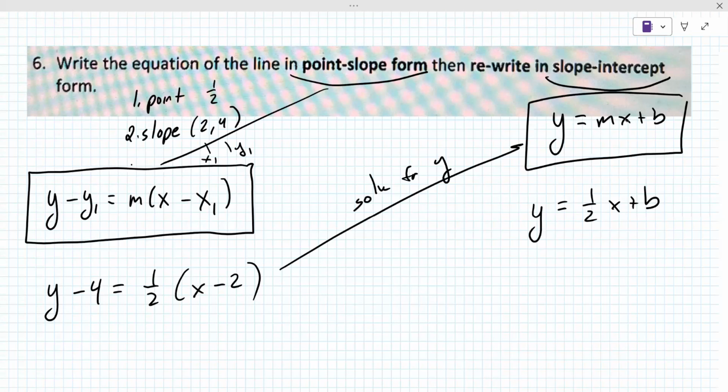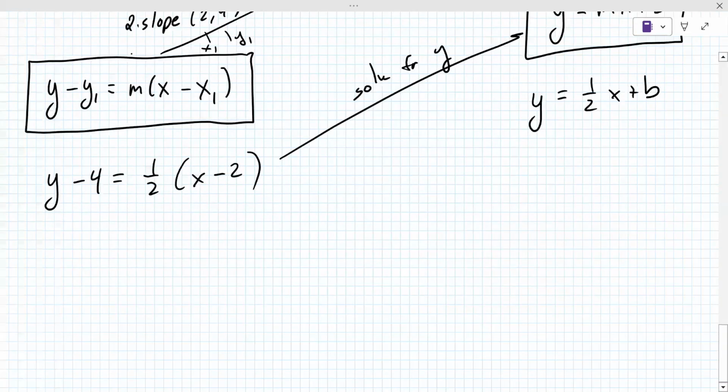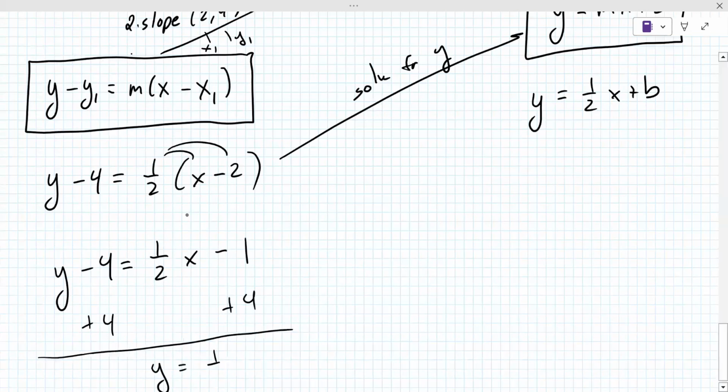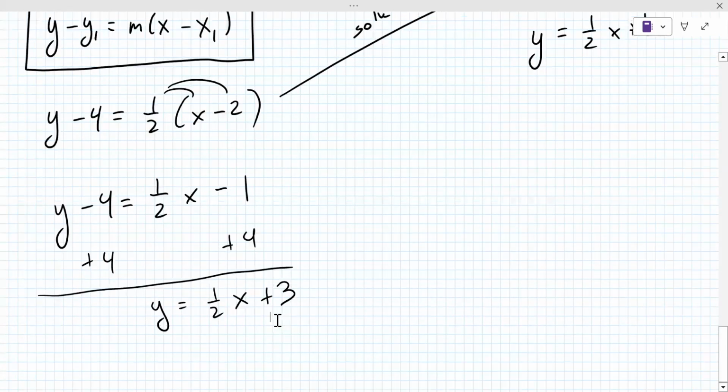Okay, so to do that on the left here, you distribute the 1/2. 1/2 x minus 1. And then you add the 4 to both sides. Add the 4, right? And then you get 3 on the right. Yes, 1/2 x plus 3.